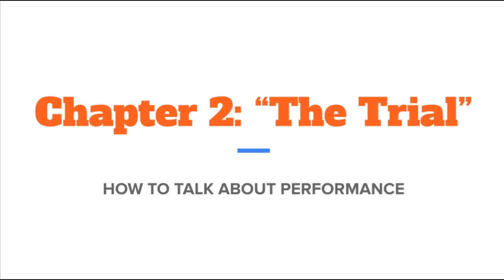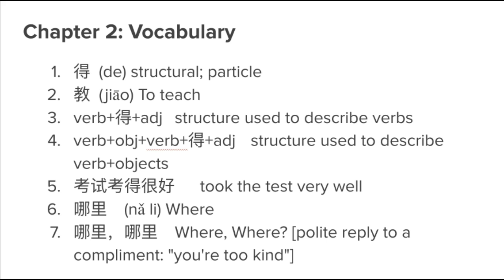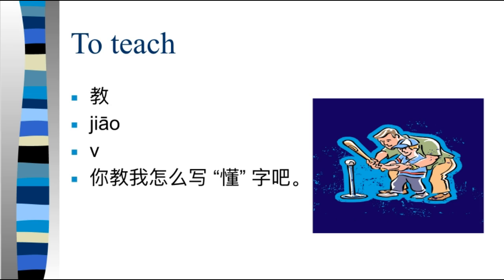In lesson 2, we're going to talk about performance and how to describe somebody's performance. Some of these words are straightforward, but there's also an extremely important grammar structure. In fact, the most important structure in this entire level. And this is going to be a little bit of a longer video because I'm going to explain it. So hang in there. Let's look at our straightforward words first.